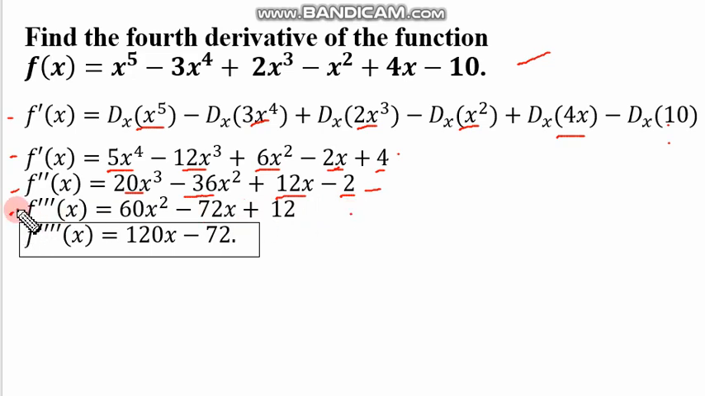And lastly, the derivative of the fourth order. Okay, so the derivative of the 60x squared is 120x. Derivative of negative 72x is negative 72. Derivative of 12 is 0. Thus, the final answer, or the fourth derivative of the original function, is equal to 120x minus 72.